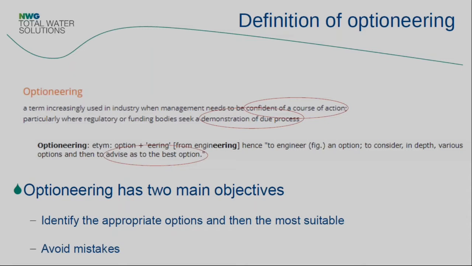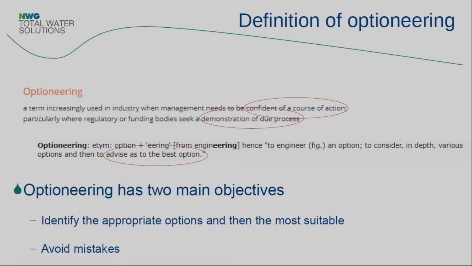Sometimes I go around clients' premises and I see equipment, for example, that's been installed and it probably wasn't the best solution for that site. And that is quite often because the client didn't go through any sort of systematic optioneering process. If they had done, they could have come up with a better solution.